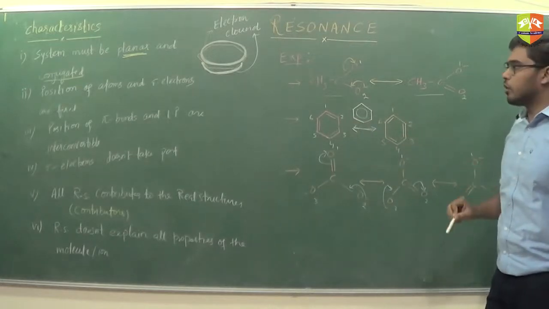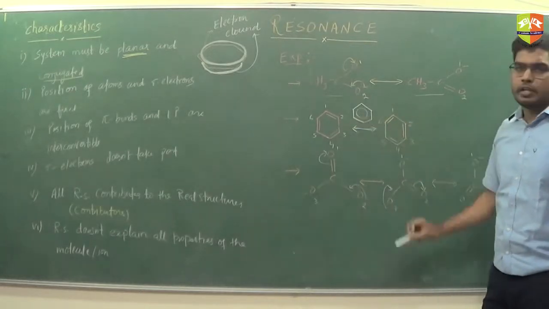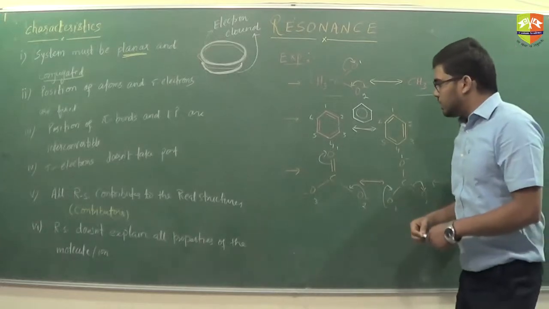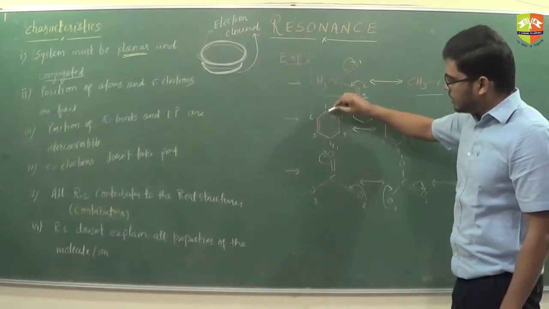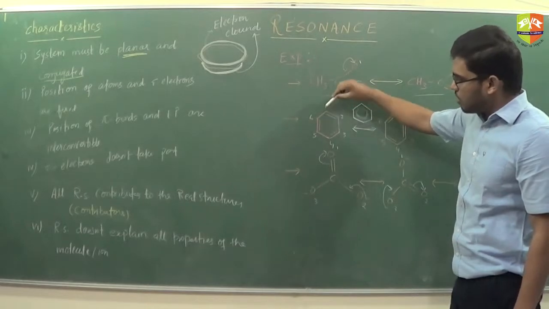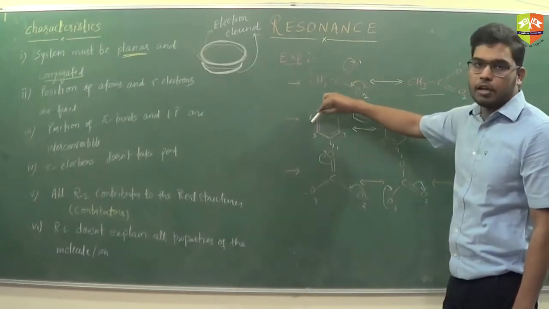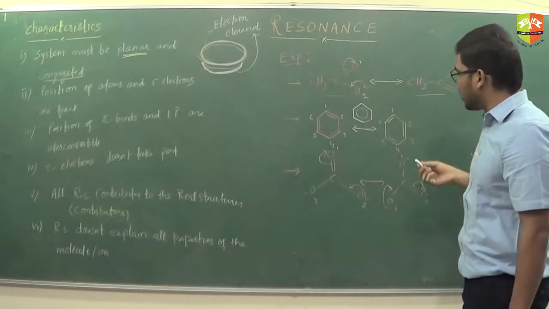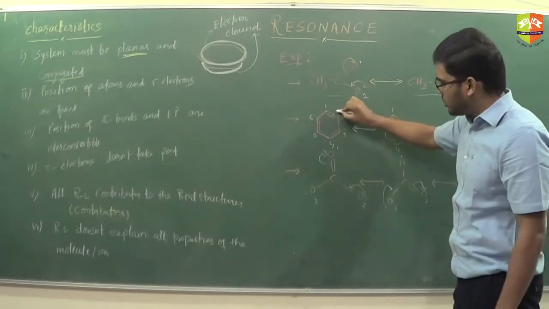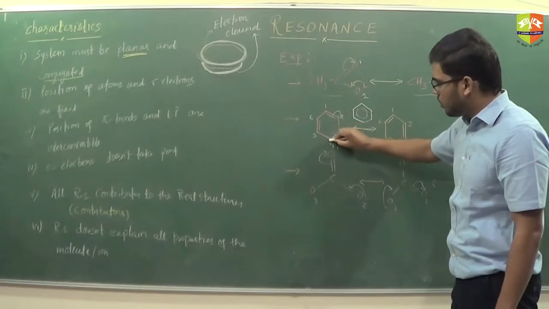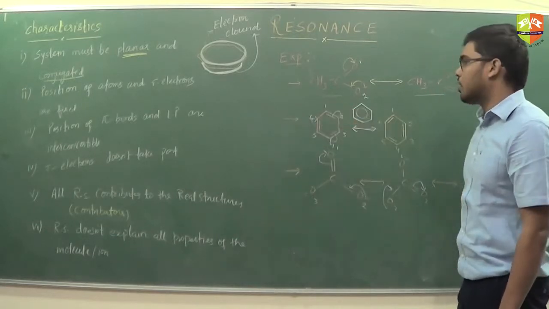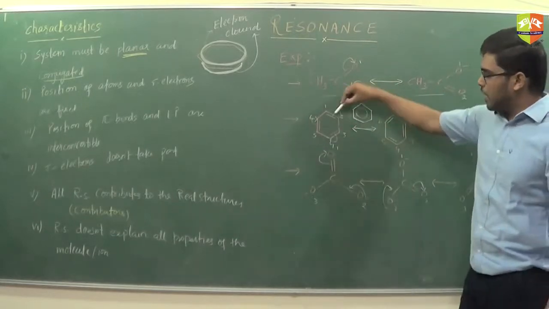Okay, so that's the question, because we know these two structures are not the real structure. What we can say is that all this pi electron cloud is distributed over this entire molecule, right? Like this. Means what? This pi electron is delocalized here. It is continuously moving from one carbon atom to another carbon atom.